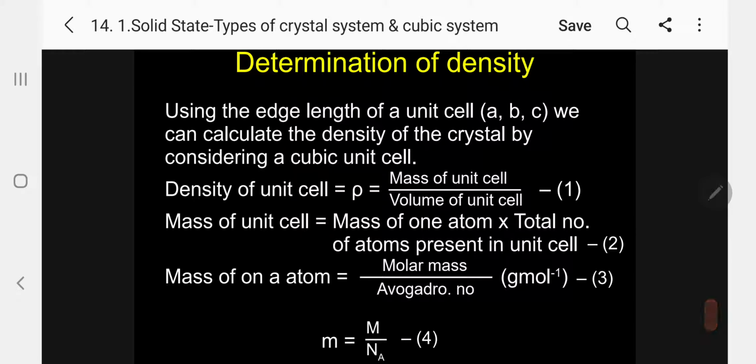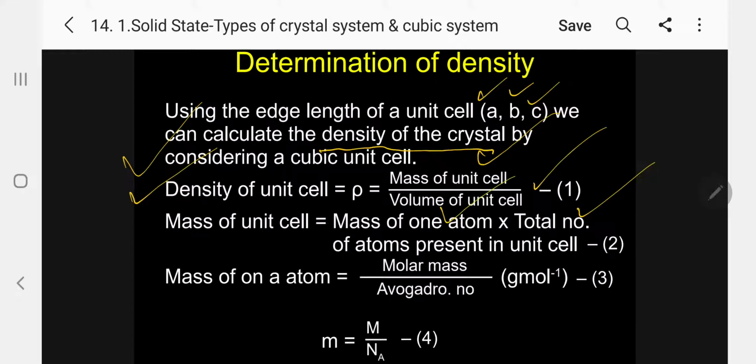So now, determination of density. Using the edge lengths of the unit cell, a, b, c, we can calculate the density of the crystal. We calculate the density of the crystal by considering the cubic unit cell. Please follow. Density of a unit cell is equal to rho, mass of unit cell divided by volume of unit cell. What is the mass of the unit cell? Mass of one atom times the total number of atoms present in a unit cell.